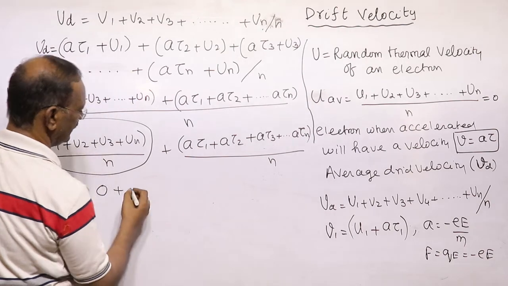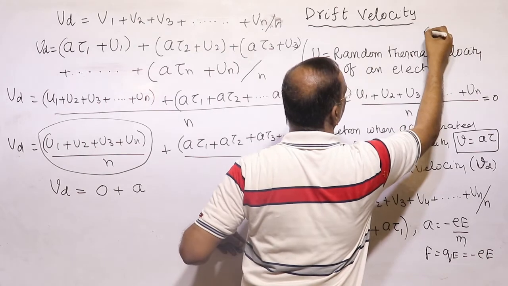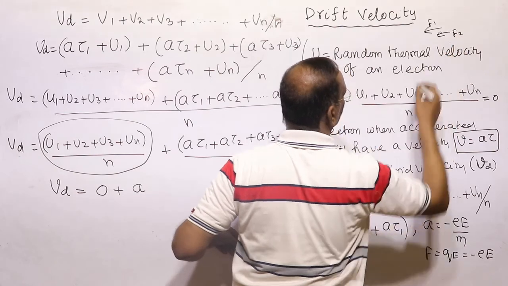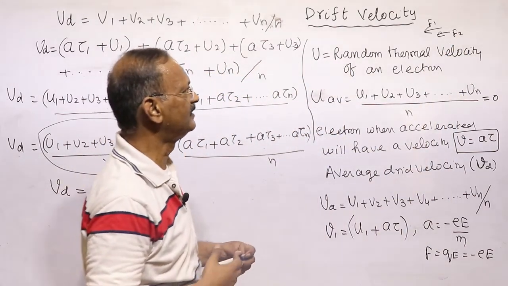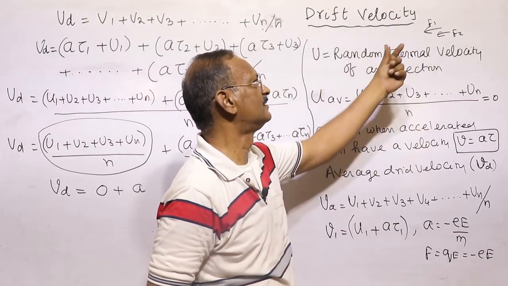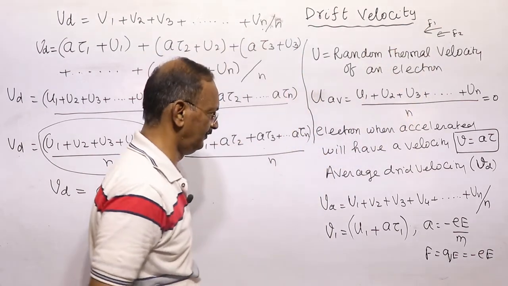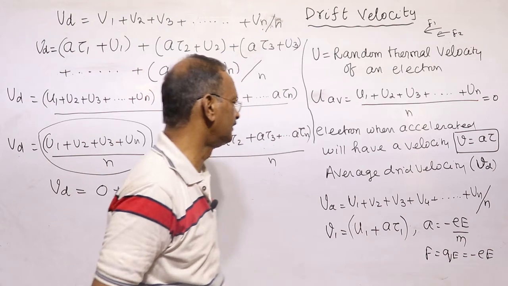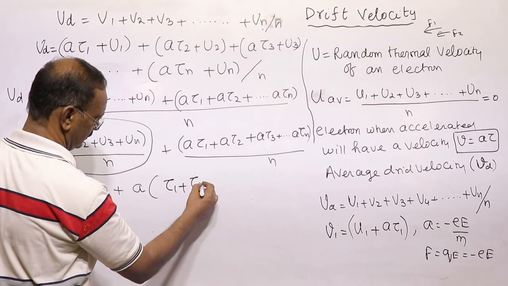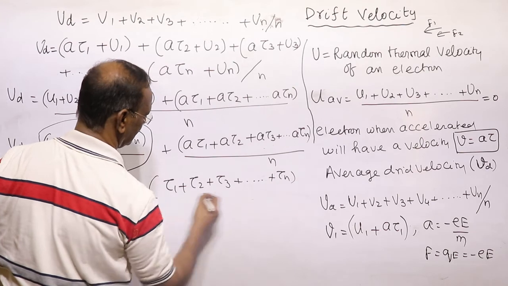Since acceleration A is the same, because what is acceleration? It is the force experienced by electron 1, electron 2, and so on. All the forces are the same because the applied voltage and applied electric field are the same. The applied force is the same because the charge on each electron is the same and the electric field is the same. If the force is the same, the acceleration is also the same. So if you take A common, we have tau 1 plus tau 2 plus tau 3 up to tau n.